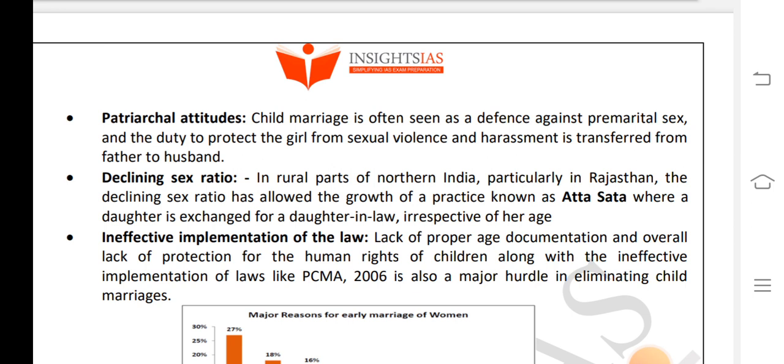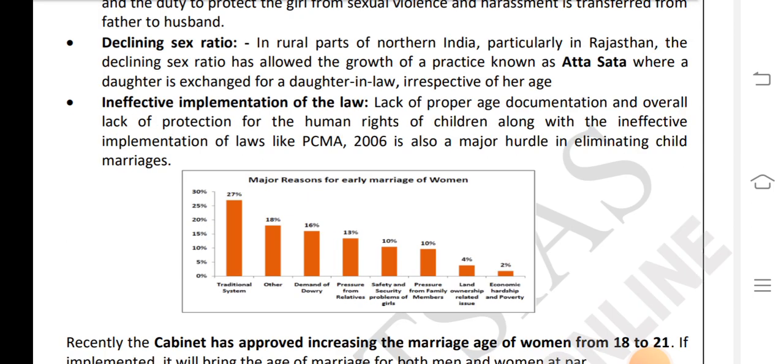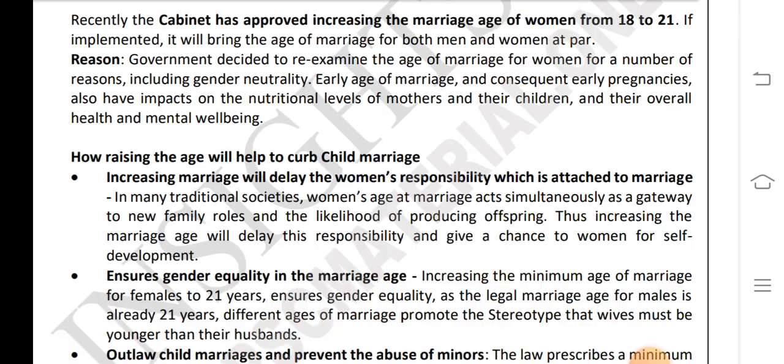The declining sex ratio in rural parts of northern India, particularly in Rajasthan, has allowed the growth of another practice known as atta-satta, where a daughter is exchanged for other daughters-in-law irrespective of her age. Ineffective implementation of the law, lack of proper age documents, and overall lack of protection for the human rights of children, along with ineffective implementation of laws like the PCMA of 2006, are also major hurdles in eliminating child marriages.